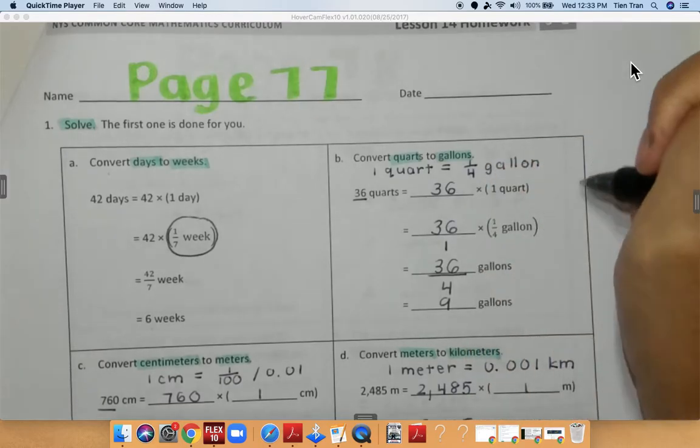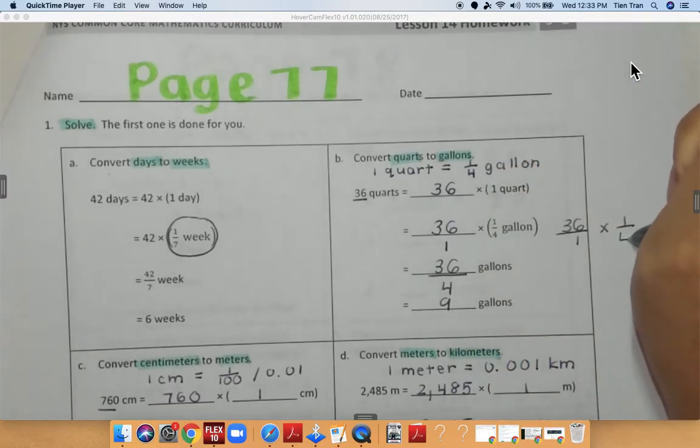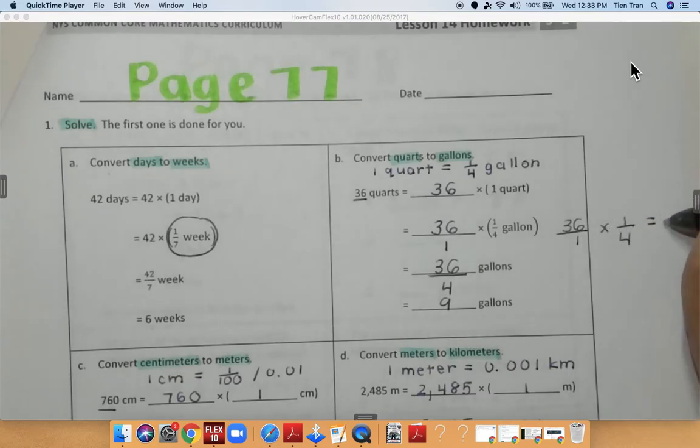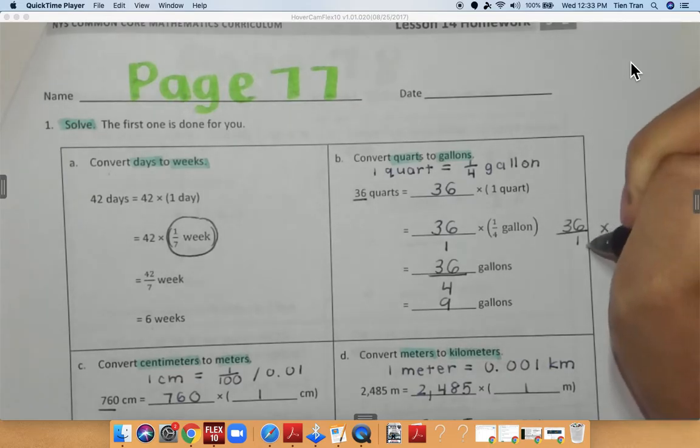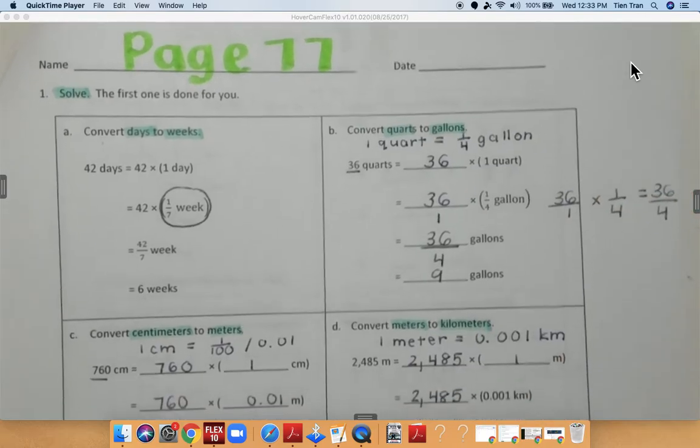So if I were to write this equation on the side, it would say 36 over 1 times 1/4. And I know that 36 times 1 is equal to 36, and 1 times 4 is equal to 4. And when we reduced it, we got 9.